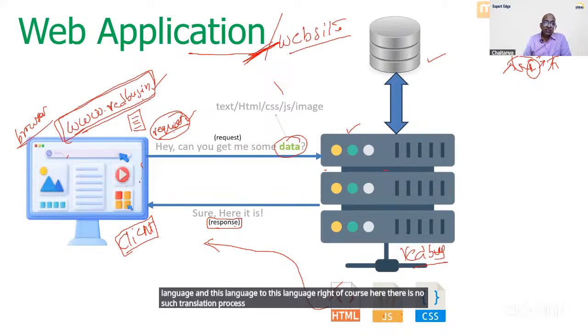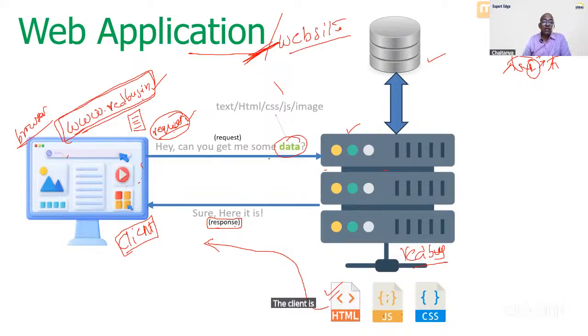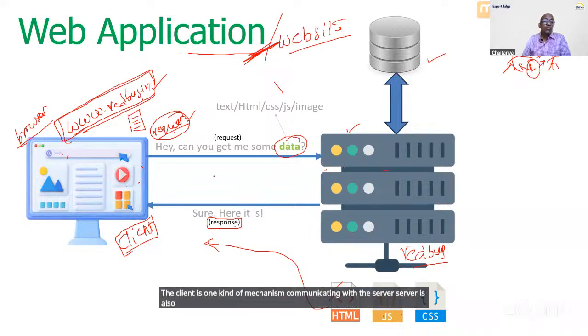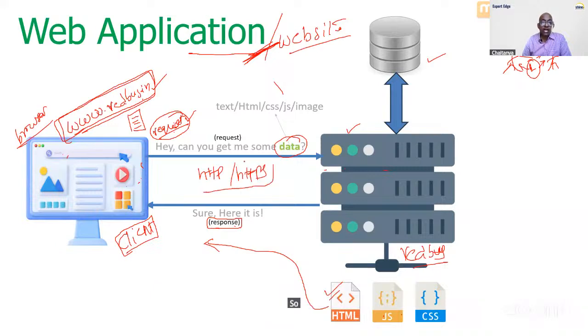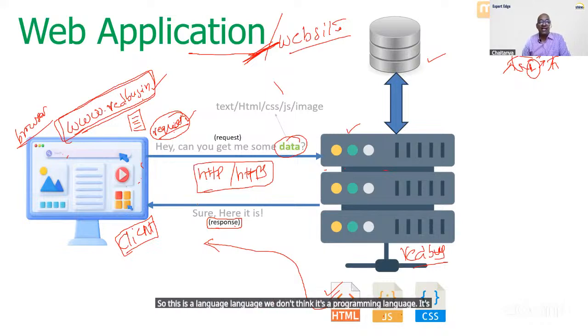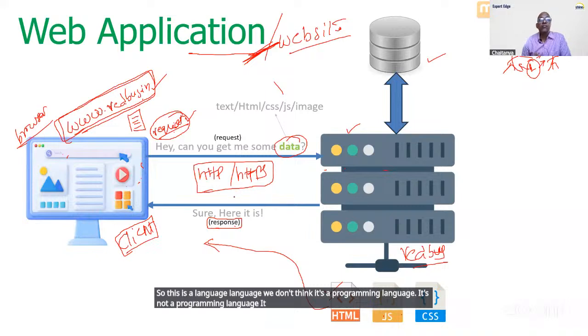The client communicates with the server in one kind of mechanism, and the server is also communicating with the client using one protocol. The language here is the protocol, that is HTTP or HTTPS. So this is a language, but we should not think it's a programming language. It's not a programming language. It's a kind of communication language which the client and server use to communicate with each other.